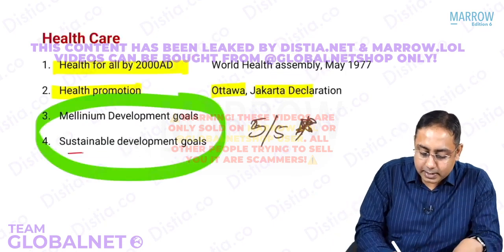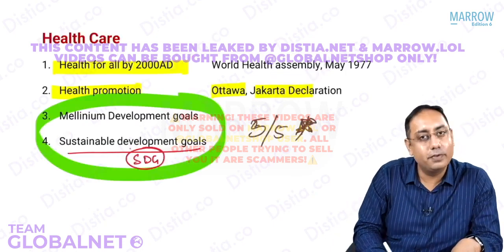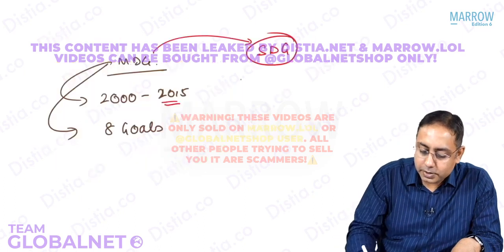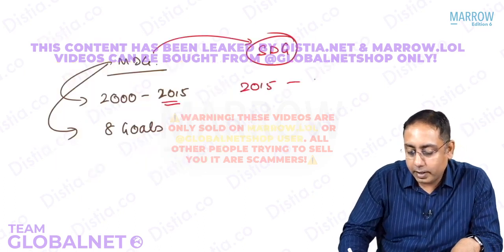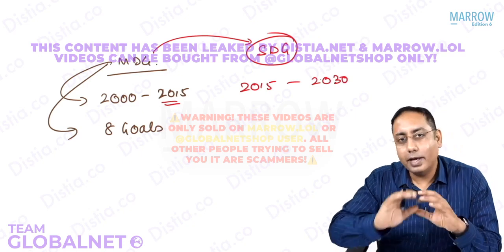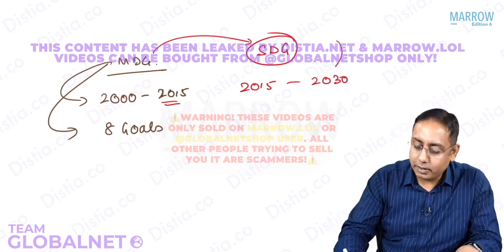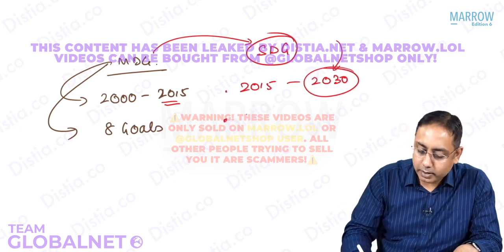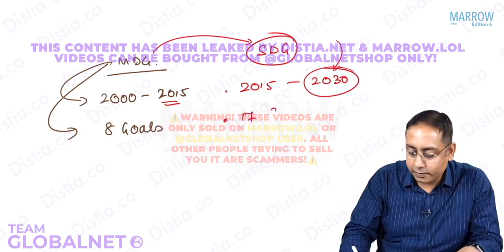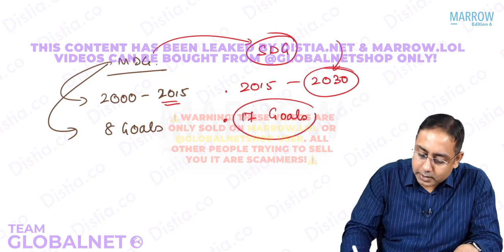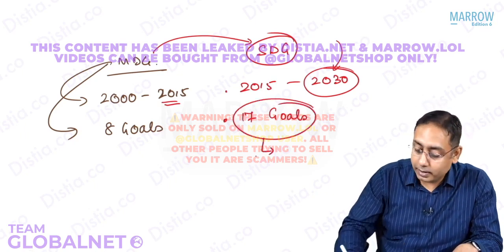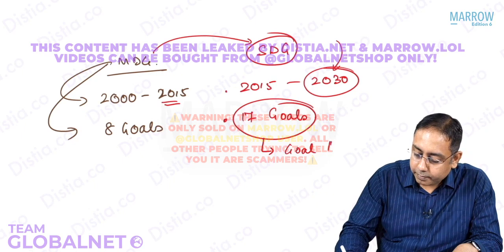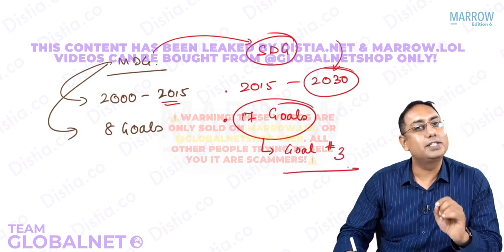What is this SDG? SDG stands for the Sustainable Development Goals. They were started in the year 2015. They will end in the year 2030. So anything which happens in India, everything and anything, is to be ending by 2030. How many goals are there in SDG, beta? There are a total of 17 goals. Out of these 17 goals, which one is health related? The goal number 3.